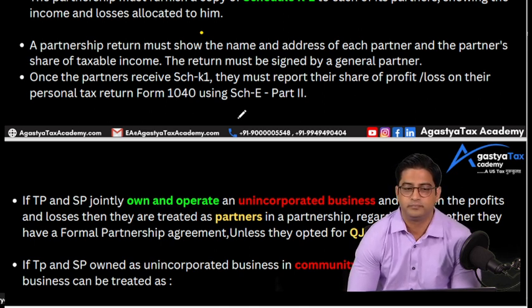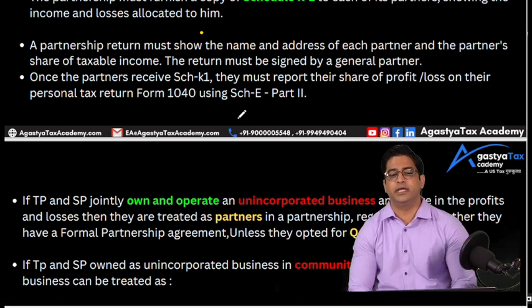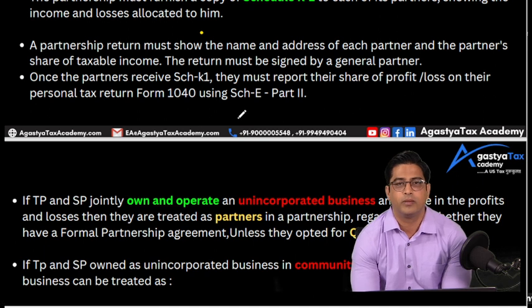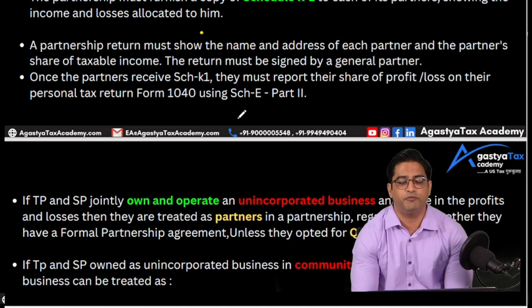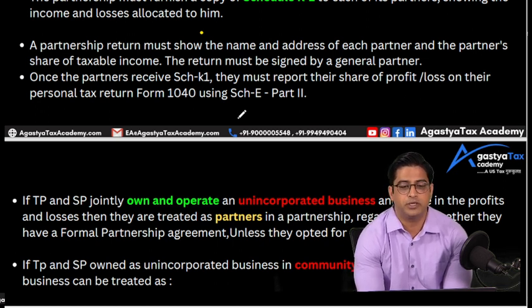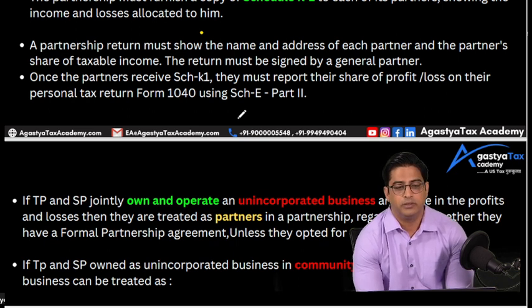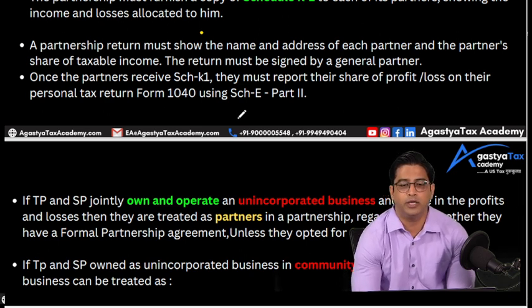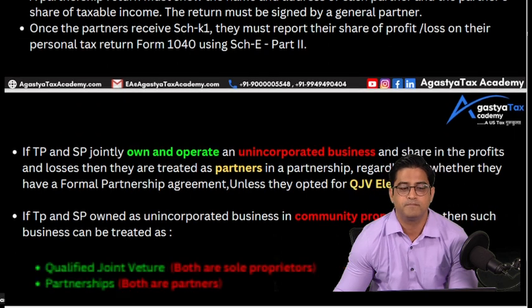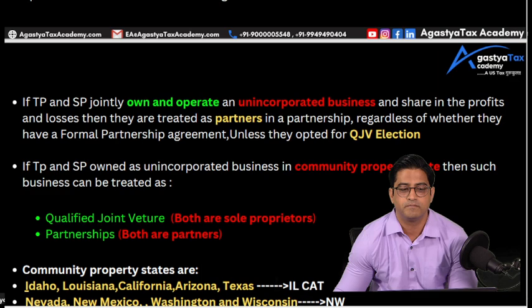Next point. Once the partners receive Schedule K1, they must report their share of profit or loss on their personal tax return, Form 1040, using Schedule E Part 2. Done.